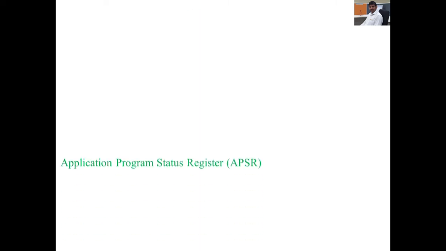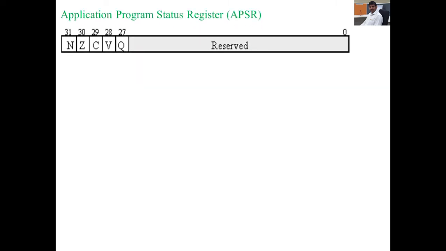So if you go through it specifically, first the application program status register: in this, bits 0 to 26 are reserved, and bit 27 indicates the saturation flag. Whenever overflow occurs, meaning the result is more than the defined size, suppose 32 bits is the register size and the result is more than 32 bits, at that time the saturation flag will be 1.